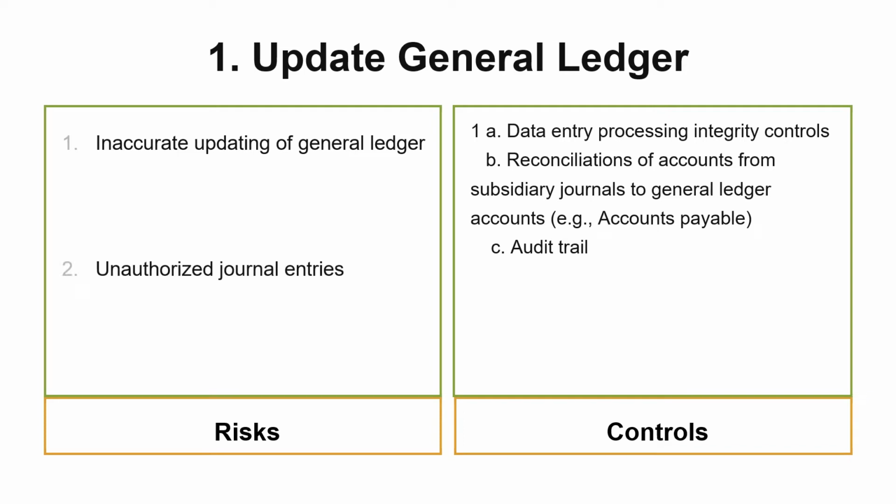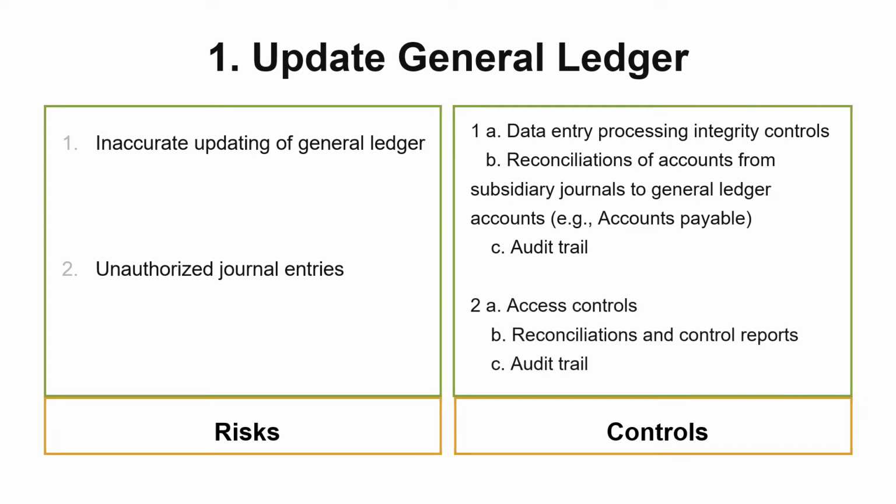Then the second risk is unauthorized journal entries. We can also control it with three activities. First, access control, reconciling and controlling report, and audit trail.